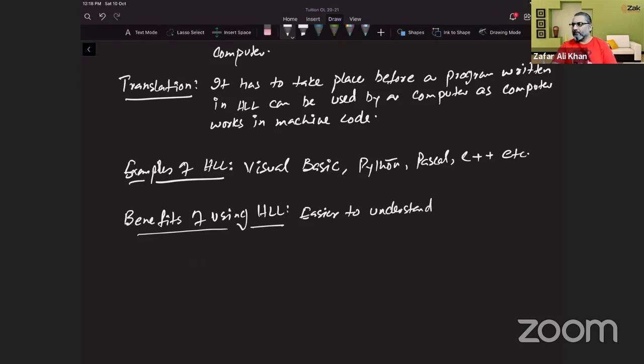Understand for programmers, to read the code as it is English-like.